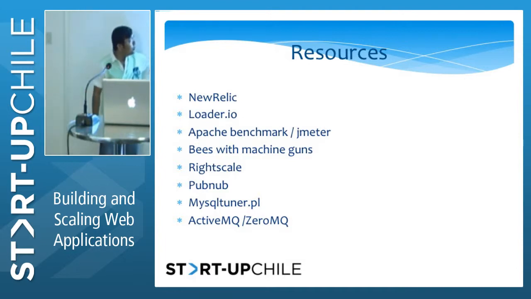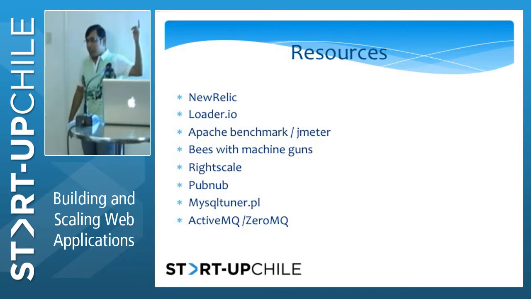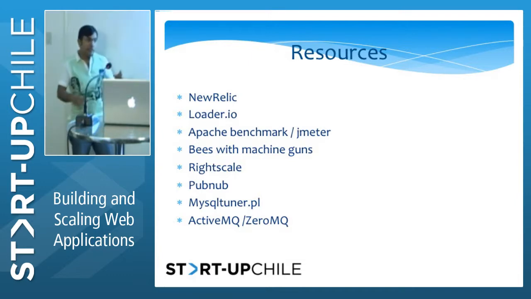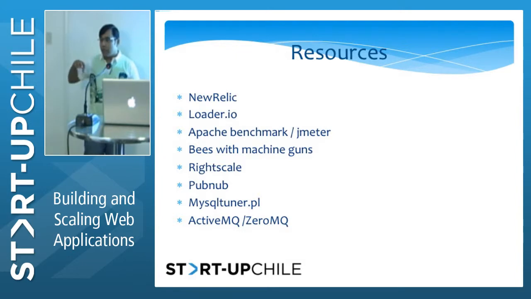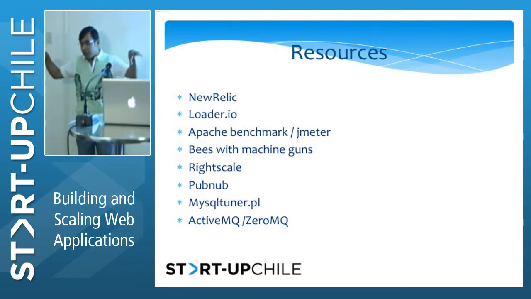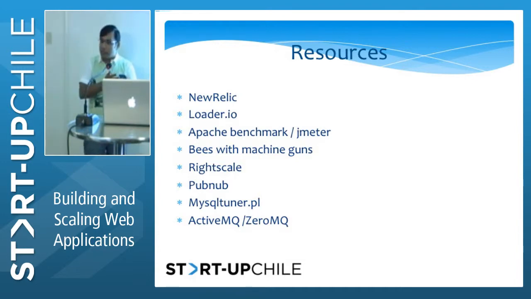Then on AWS we have something called Bees with Machine Guns. You just specify your AWS key, and it is a Python script. This starts a lot of different instances of AWS machines and starts attacking your application with lots of connections, and gives you very good insight on how it's doing.